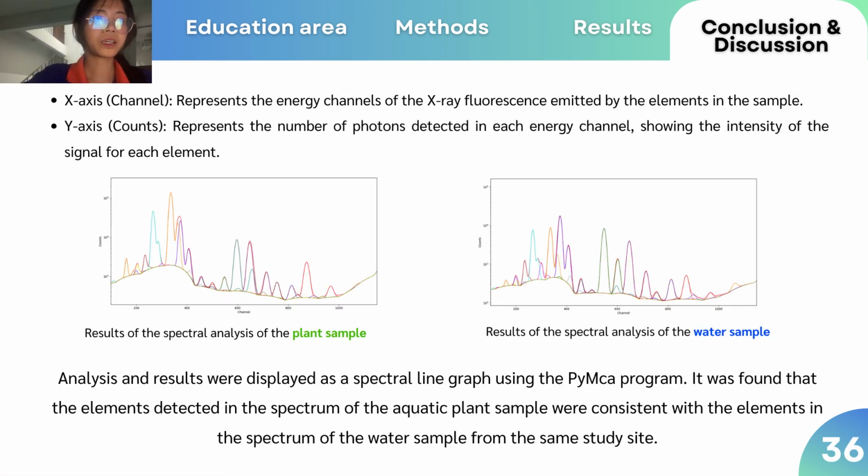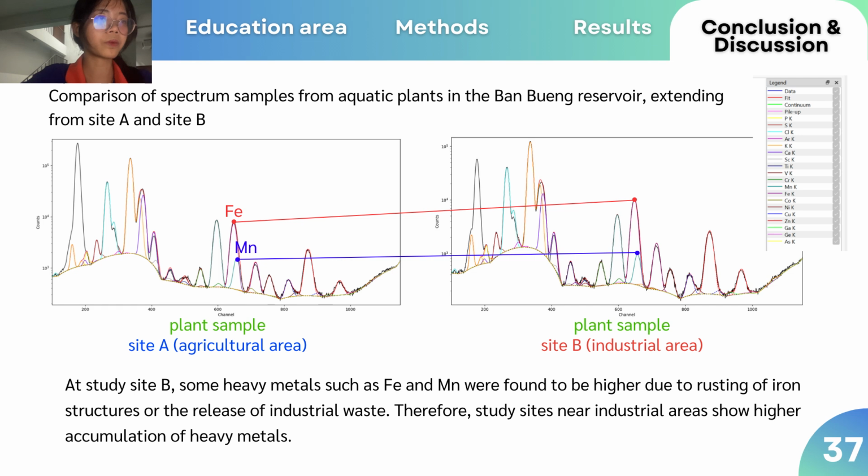This is the spectrum, the result of the spectral analysis of the plant sample and water sample. You will see that the analysis results were displayed as a spectral line graph using the PyMCA program. It was found that the elements detected in the spectrum of the aquatic plant sample were consistent with the elements in the spectrum of the water sample from the same study site.